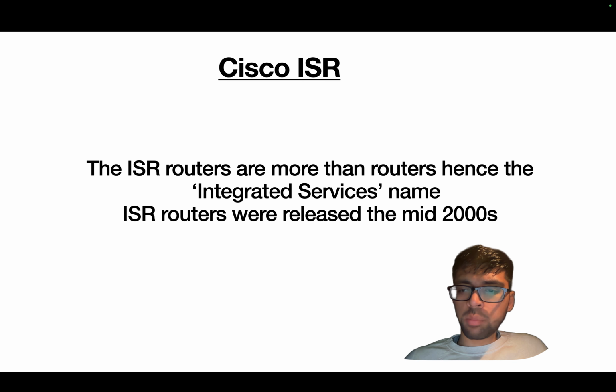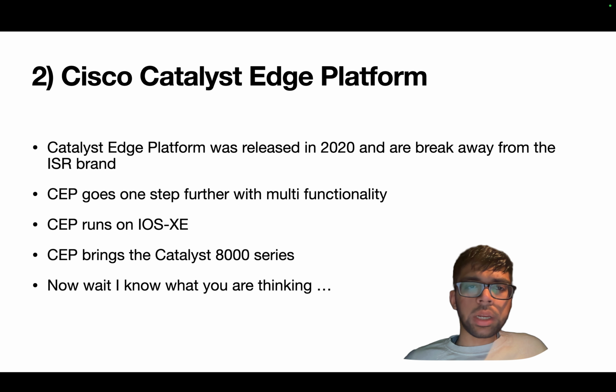Okay, they're more than just routers, and that's why they call it integrated services. Now, ISR routers were released around the mid 2000s, but now we've got this new kid on the block as well, which is the Catalyst Edge platform.